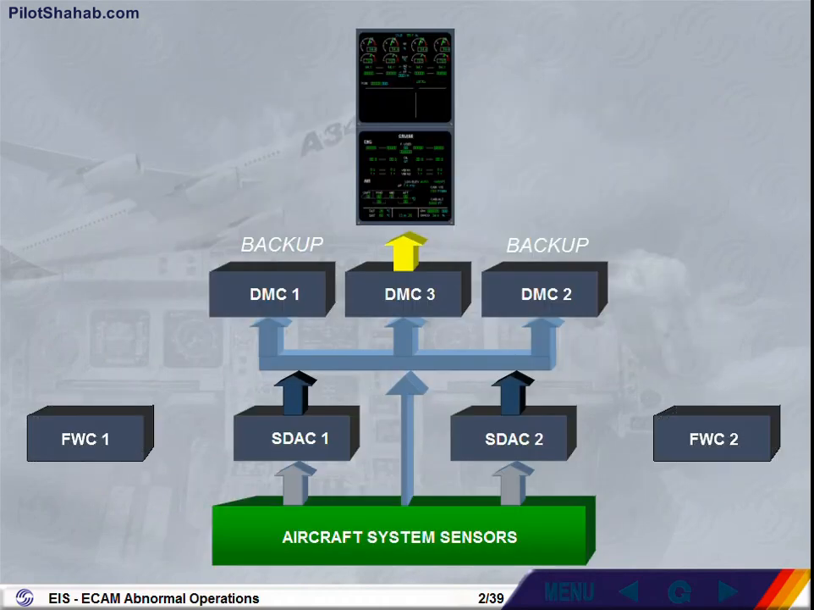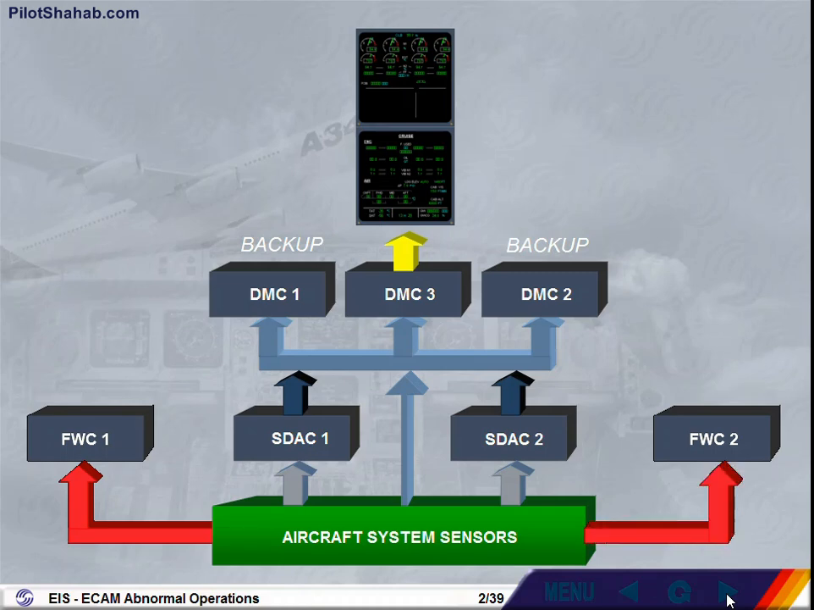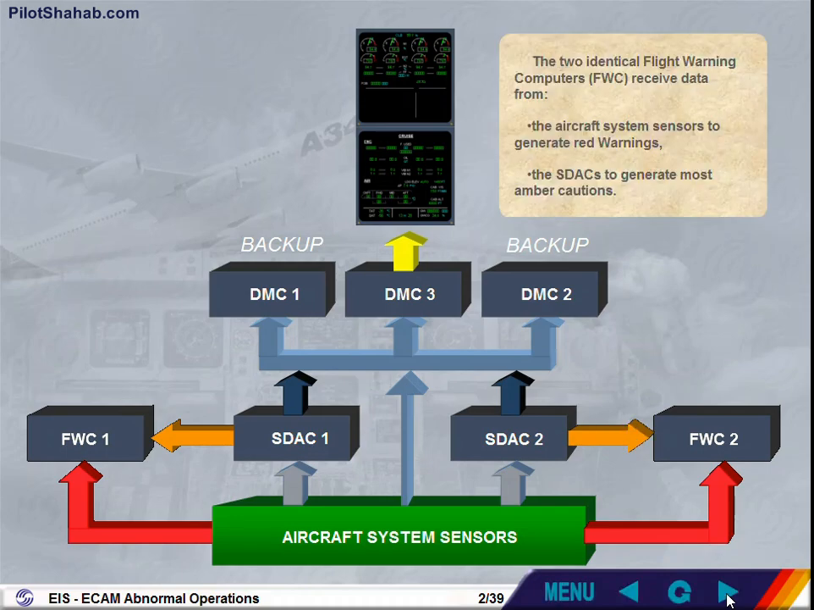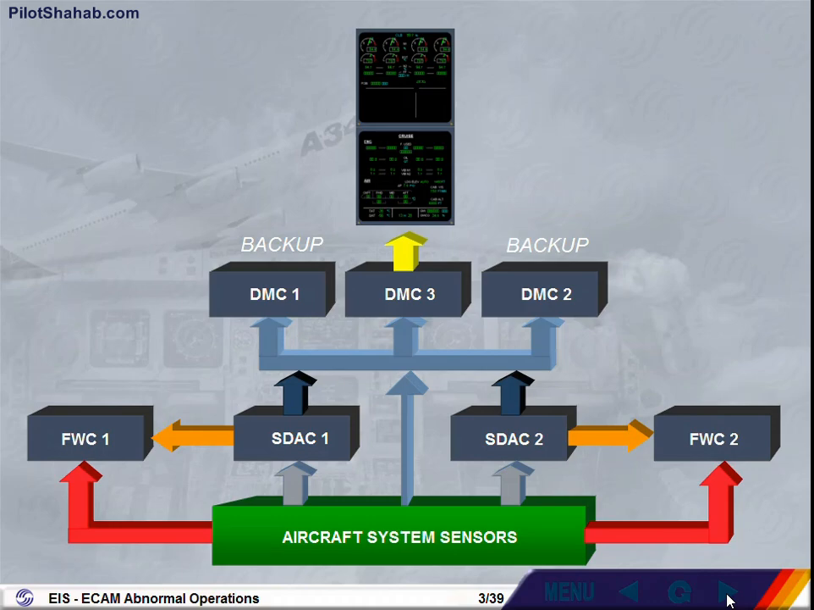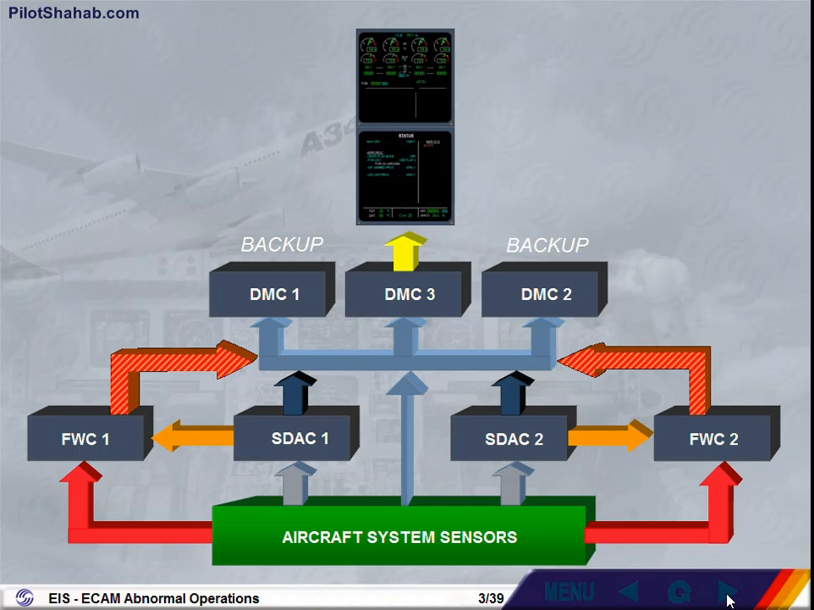The two identical flight warning computers, FWC, receive data from the aircraft system sensors to generate red warnings, the SDACs to generate most amber cautions. The FWCs then supply the DMCs for the display of alert messages, the attention getters, the loudspeakers for aural alerts and synthetic voice messages.